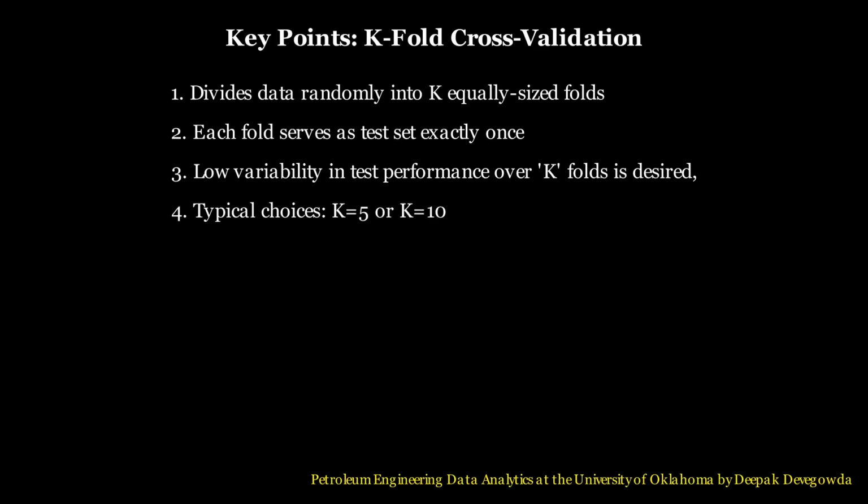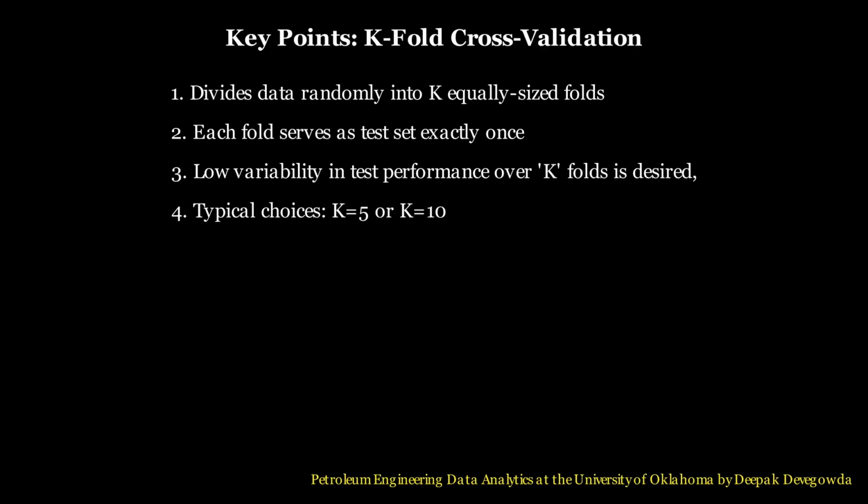And so just to recap, what we do with KFold cross-validation, K is typically 5 or 10. We split the data into mutually exclusive K equally sized folds, and this selection happens randomly. Each fold serves as test set exactly once, while the remaining folds all serve as training data.